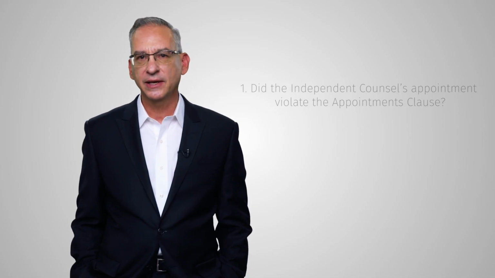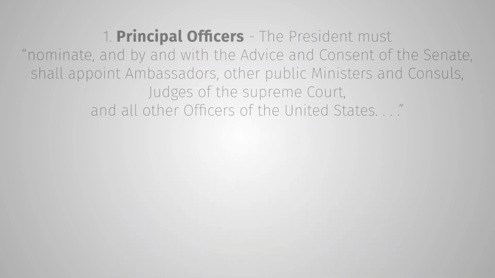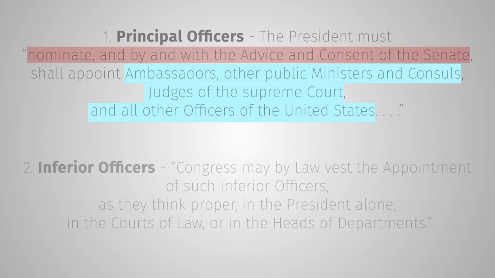First, did the independent counsel's appointment violate the Appointments Clause? The Appointments Clause provides two paths to appoint federal officers, depending on whether they are considered to be principal or inferior officers. First, principal officers, such as ambassadors, other public ministers and counsels, judges of the Supreme Court, and all other officers of the United States, must be nominated by the President and confirmed by the Senate. Second, Congress may by law vest the appointment of such inferior officers as they think proper in the President alone, in the courts of law, or in the heads of departments.